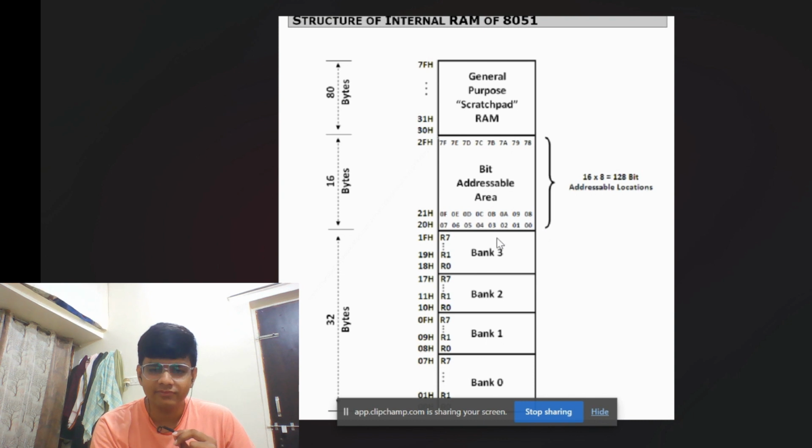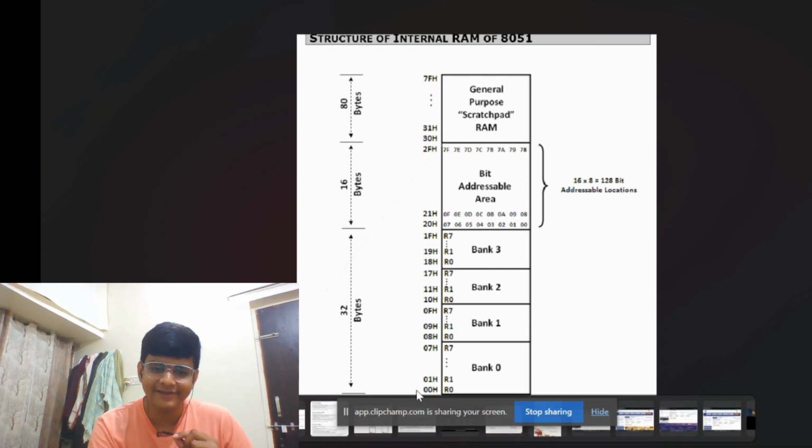If I write code to set bit 00H to 1, what does that mean? It means bit location 00. I emphasize the word bit because it is very necessary: location 00 also has a byte address, and the bit address also has a 00.